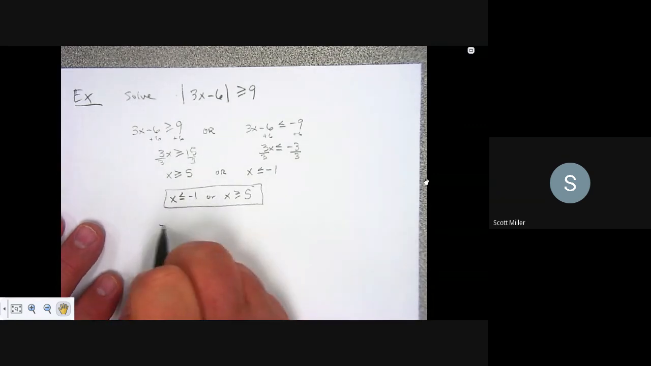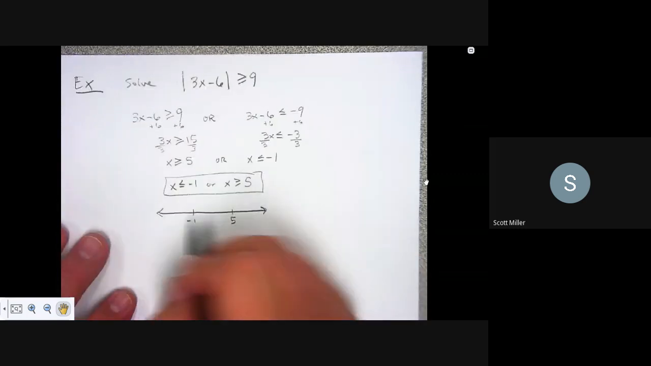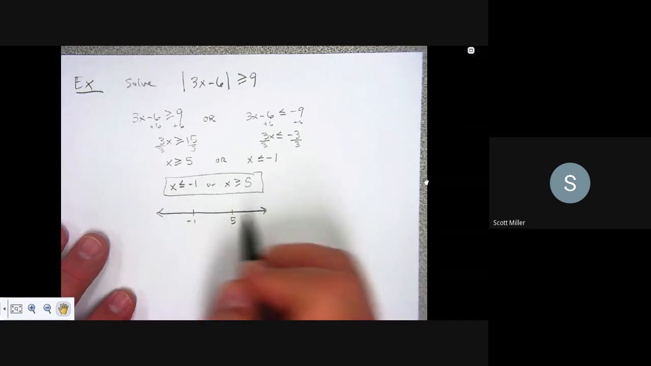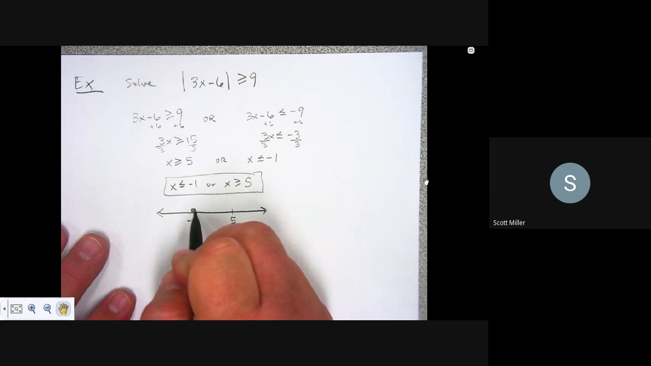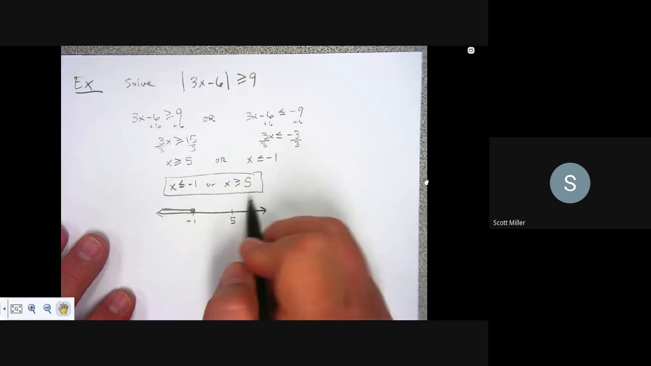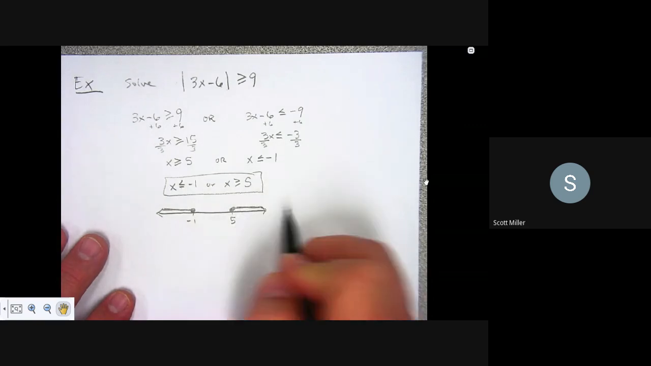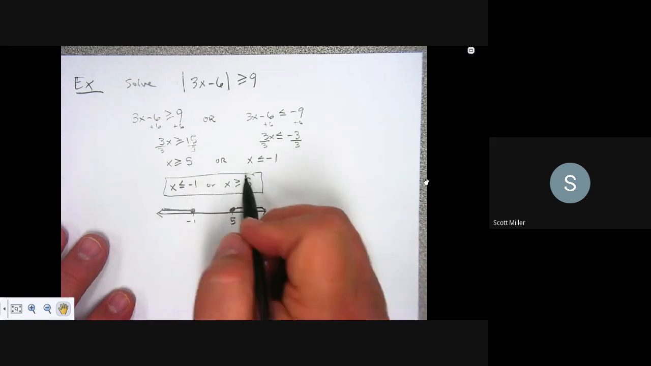And then we want to draw the number line associated with this. So here's -1, here's 5. It doesn't have to be to scale or anything like that. These symbols right here mean that I'm putting a dot as my boundary, and all the x's less than -1, and a dot at 5, and all the x's bigger than 5. So that is my solution graph. There's my solution, and that is the first example.